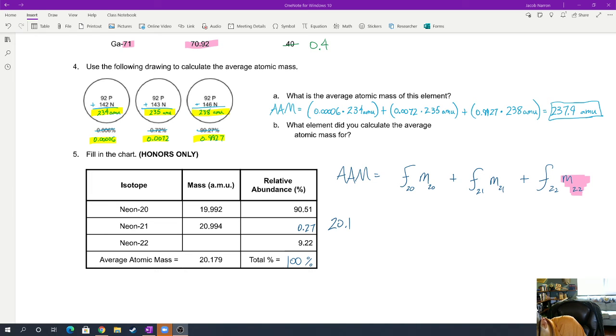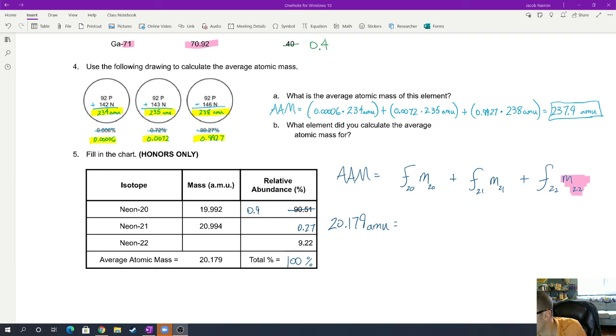So instead of 90.51, we're going to make it 0.9051. This is going to be 0.0027. This is going to be 0.0922. So there you go. It's loading slowly. But anyway, I'm just converting them to decimal form, the exact same thing I've done the entire worksheet. All right, so I'm not reinventing the wheel here.